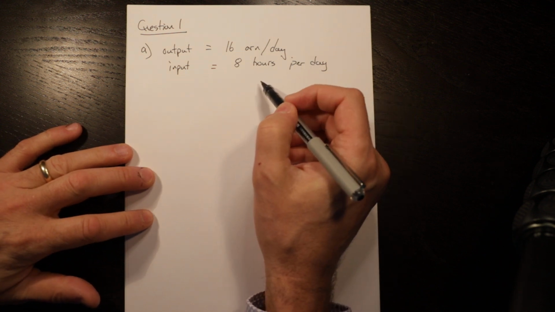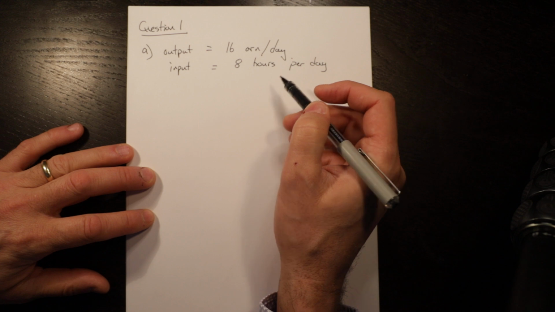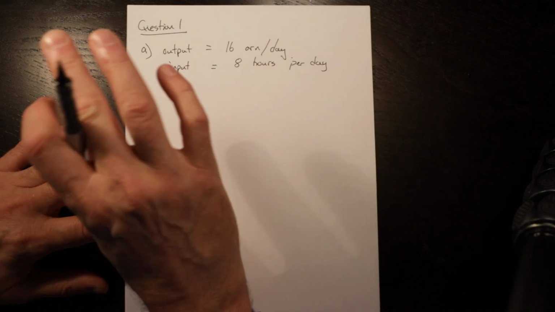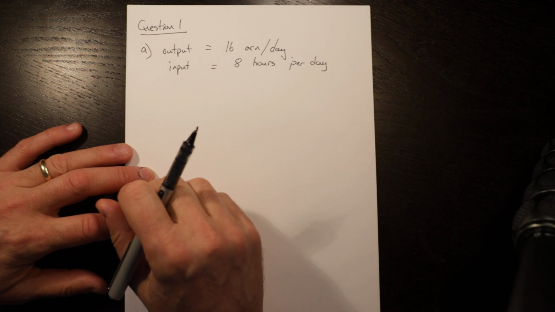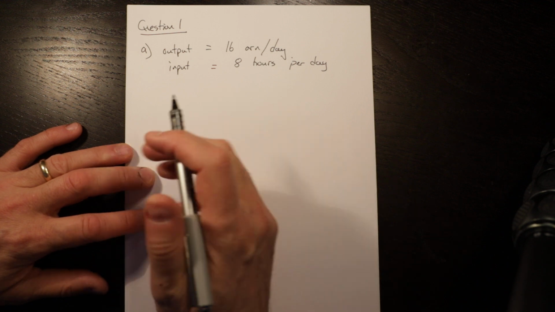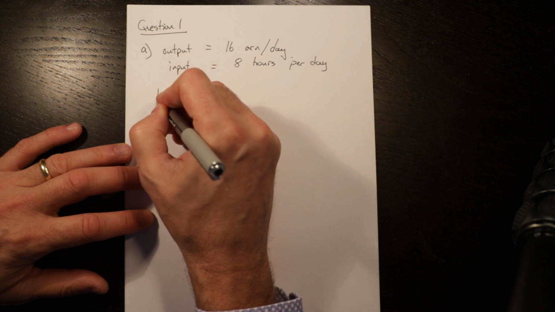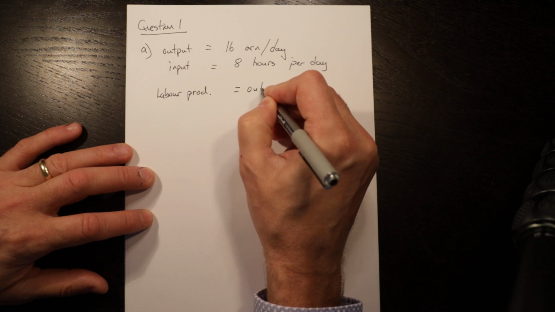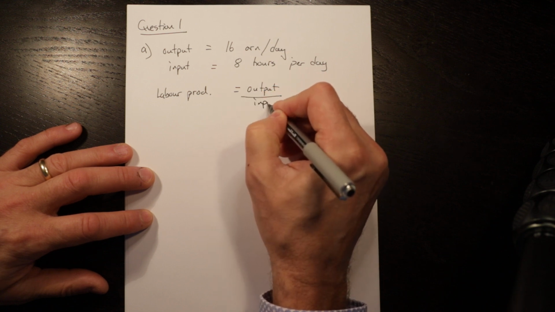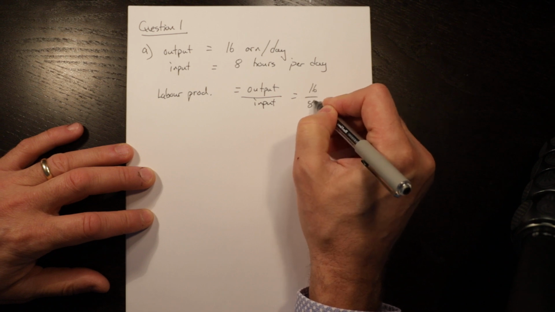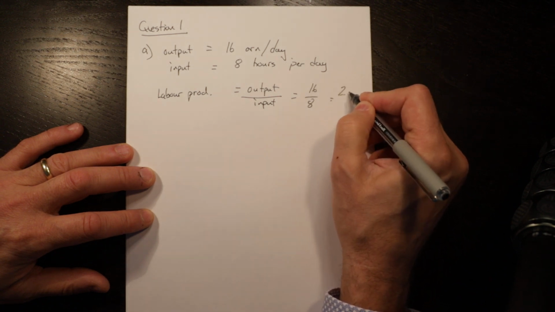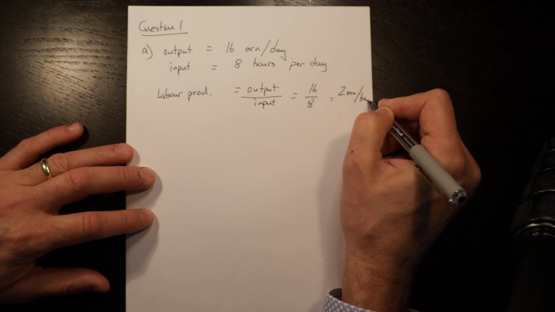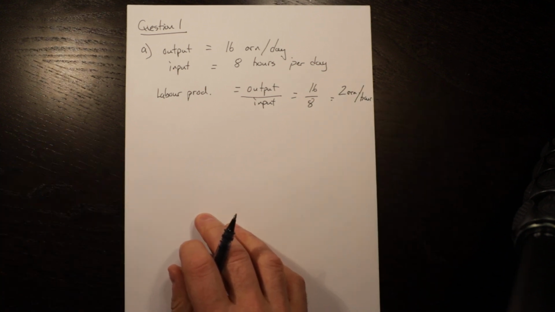And we weren't given how much she charges herself for her labor, so we're going to do it in hours. There are circumstances where it makes more sense to do it in dollars, and we will talk about that shortly. So her labor productivity is equal to output over input, is equal to 16 over 8, equals 2 ornaments per hour. So her labor productivity is 2 ornaments per hour. That is the efficiency with which she produces ornaments using her own labor.